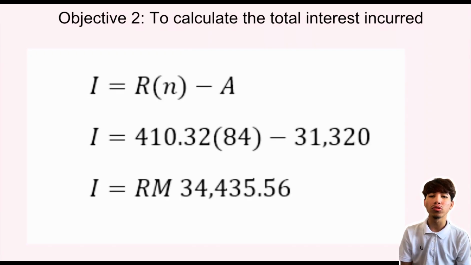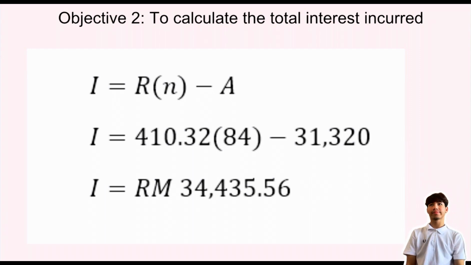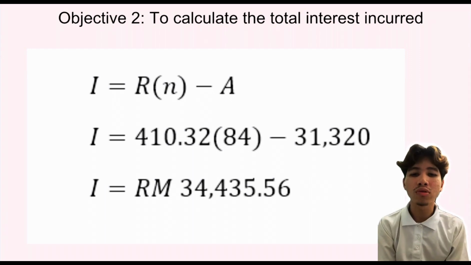Now objective 2, to calculate the total interest incurred. So now we need to find I, and the formula is I equal to R multiplied with N minus A. Then we put the numbers into the formula, which is 432 multiplied with 84 minus 31,320, and the answer we will get is I equal to 34,435 ringgit 56 cents.